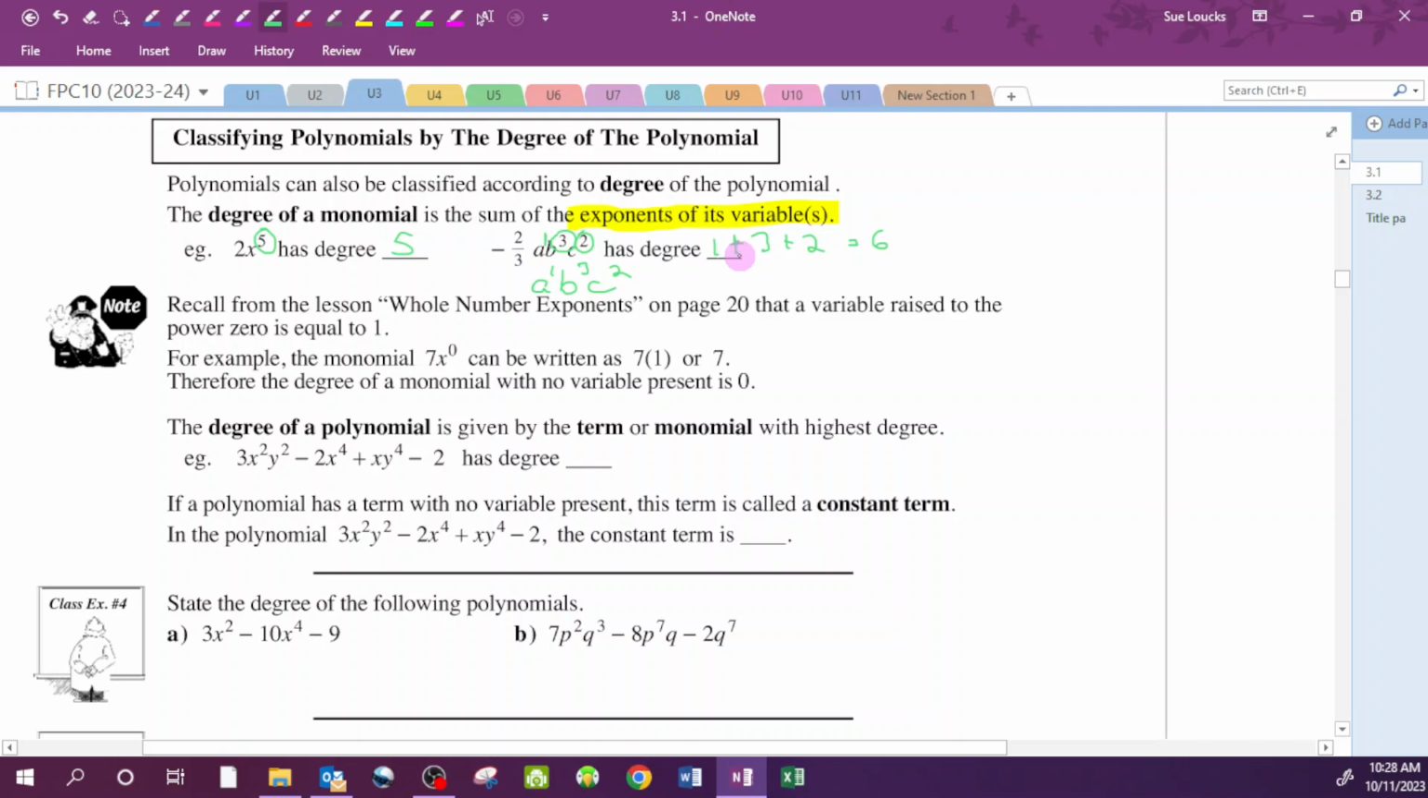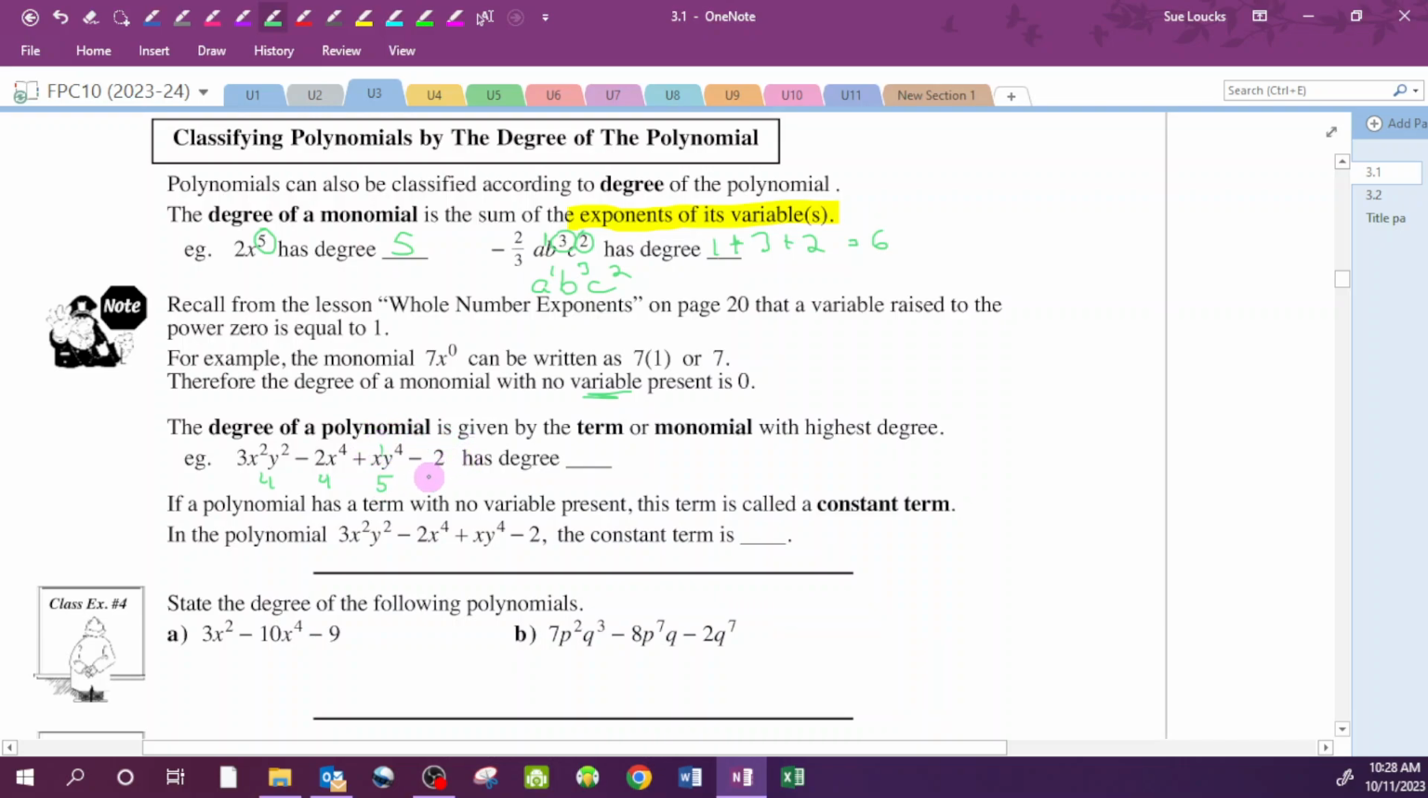All right. And then if we have something, just a whole number, has degree 0. Okay, so if there's a monomial with no variable, the degree is 0. All right. So here we go. Oh, and then the degree of the polynomial, you have to find the degree of each term, and then it's the highest of those. So this term has degree 4. This term has degree 4. This term has degree 5.